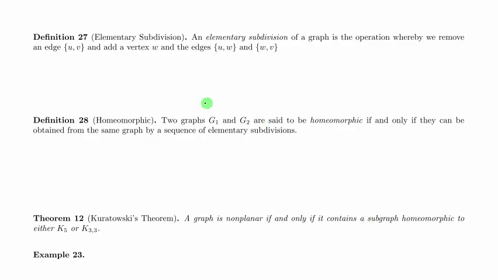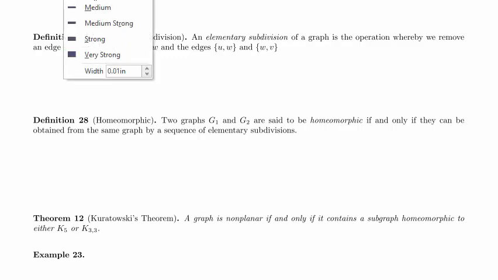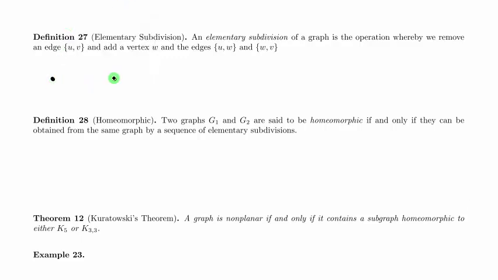Now, it's not just a subgraph, but a subgraph homeomorphic to one of those. Well, what does homeomorphic mean? 2 graphs, G1 and G2, are homeomorphic if and only if they can be obtained from the same graph by a sequence of what are called elementary subdivisions. What's an elementary subdivision? Well, we'll define that up here. An elementary subdivision of a graph is an operation whereby we remove an edge and add a vertex and these edges. So the idea here is that we're going to have an edge between U and V. Say, there's U, there's V, edge.